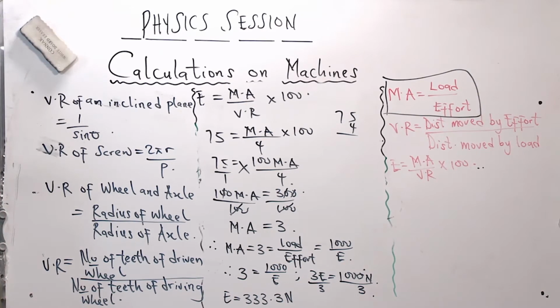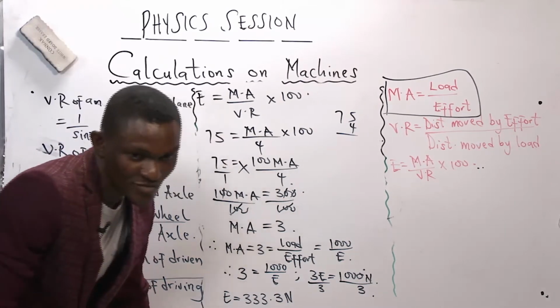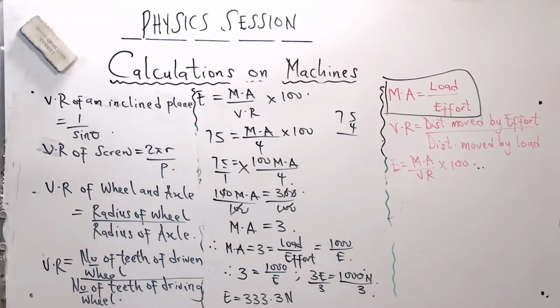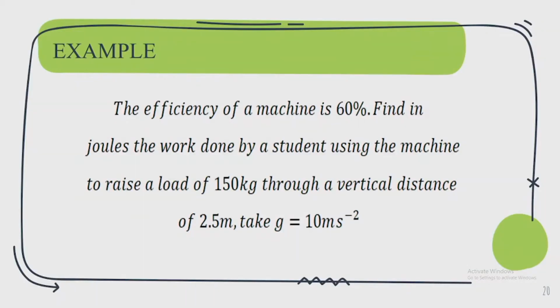So the first one is telling us that the efficiency of a machine is 60%. Find in joules the work done by a student using the machine to raise a load of 150 kg through a vertical distance of 2.5 meters. Very easy question. Let's just quickly take a look at it.